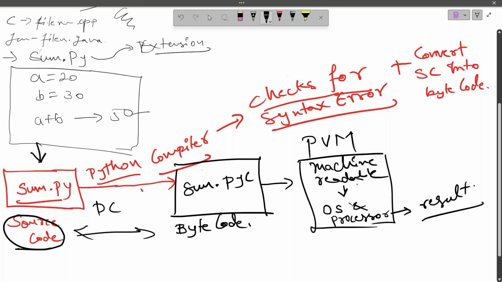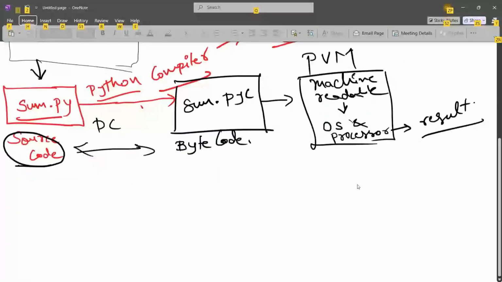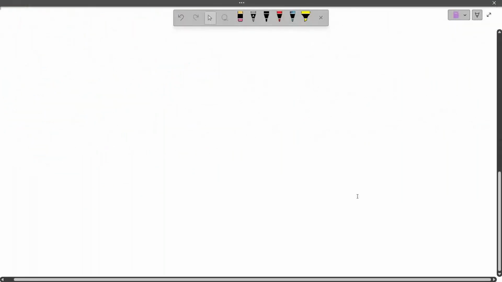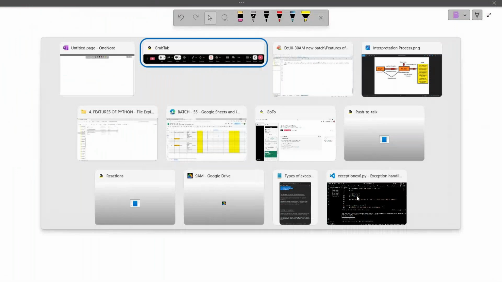Read the notes properly. Okay? Read the notes properly, and tomorrow I will ask the question. Be prepared. You guys, did you understand this? Clear? Okay, fine.